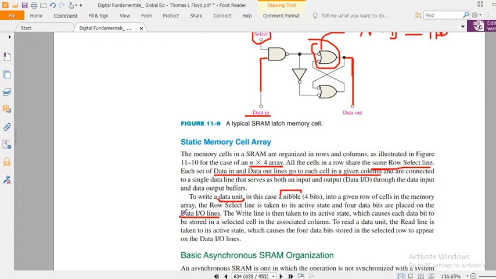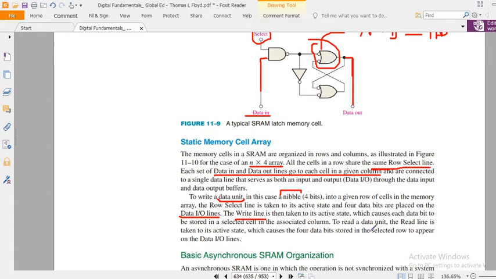Then the write line is taken to its active state. Okay, so we are enabling the write line, which tells that the writing operation is being performed, which causes each data bit to be stored in a selected cell in the associated column. Accordingly, in whichever particular row is selected, all the 4 bits will get the corresponding data. We'll definitely study this reading and writing in more detail.